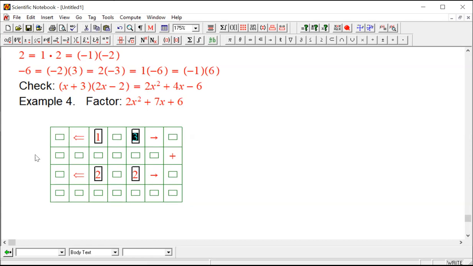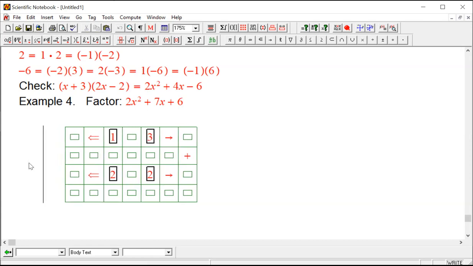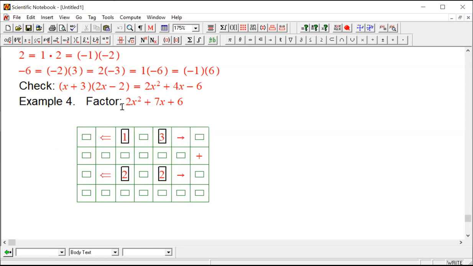By this time, I hope you're familiar with this format. So 2 equals 1 times 2, and 3 times 2 is 6. We want to match 7. So 2 times 3 is 6, and 1 times 2 is 2. 6 plus 2 doesn't equal 7, so it doesn't match. Then what do we do?